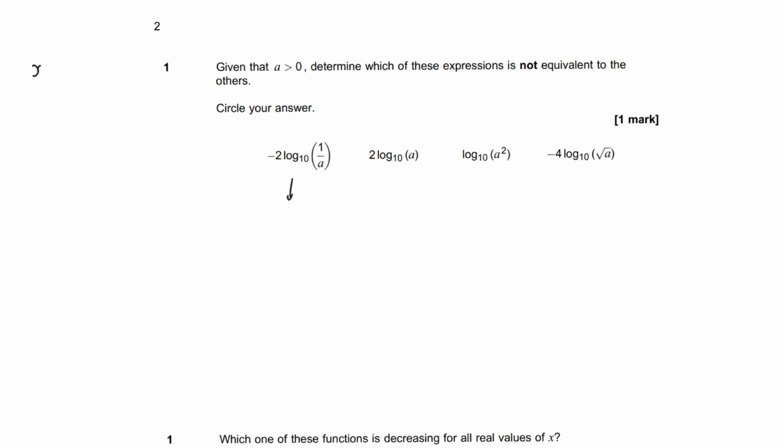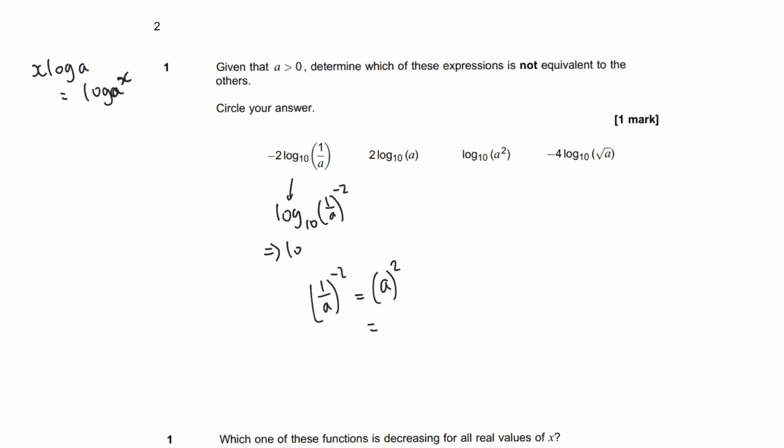So we know that any time you have a number in front of log, another way of writing that is that number is to the power of whatever is next to log. So minus 2 log 10 1 over 8 is log 10 of 1 over 8 to the power of minus 2. And if you have 1 over a to the power of minus 2, anything to the power of a negative number, flip that over, so that leaves you with a to the power of 2. So another way of writing this is log 10 a squared.